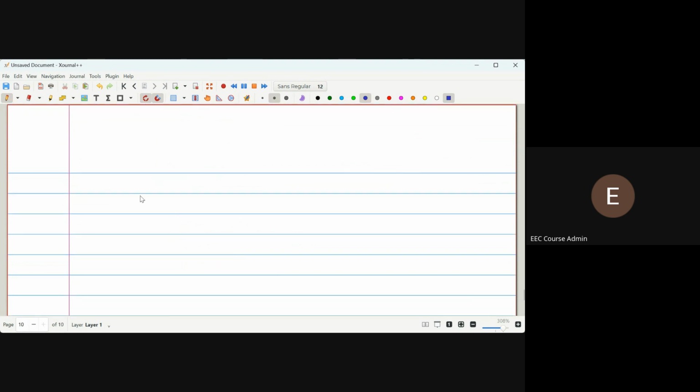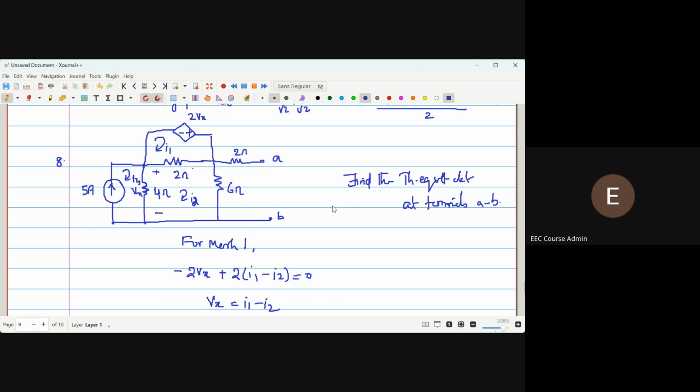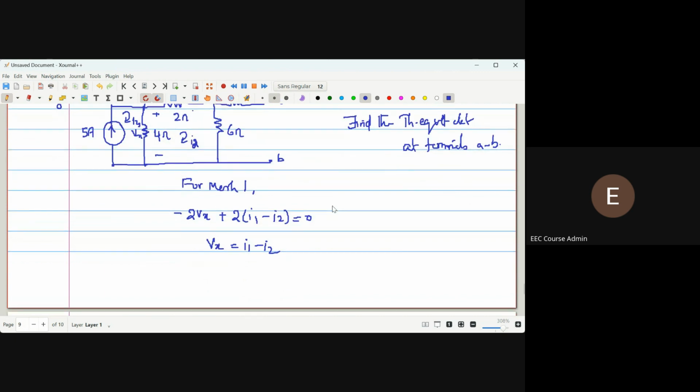Then 4 I2 plus 2 into I2 minus I1 plus 6 into I2 minus I3 equal to 0. 6 into I3 minus I2 plus 2 I3 plus 1 equal to 0. Correct? Okay.